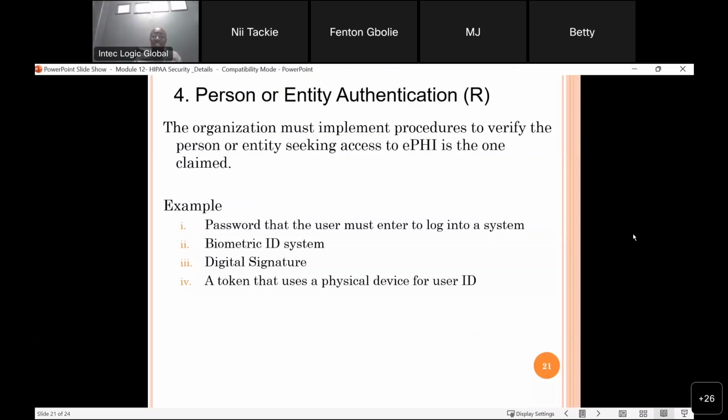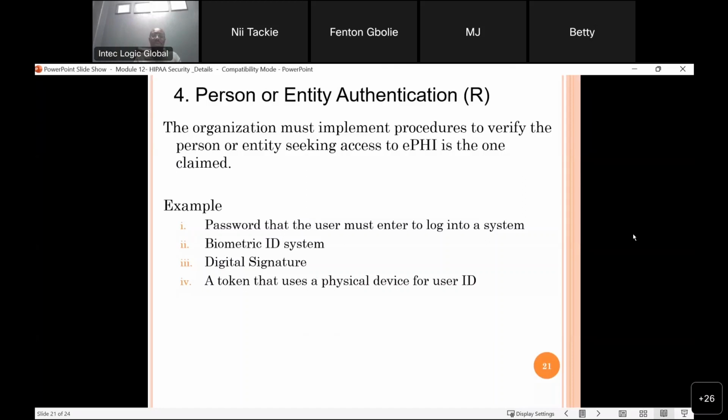If you're going to access EPHI, they need to authenticate you. Are you truly Kingsley that has been assigned to this patient? Then if you are the right person, you enter your username and password, then it should give you access to the EPHI. Other than that, the system should be able to cut you off. It shouldn't give you that right, right?